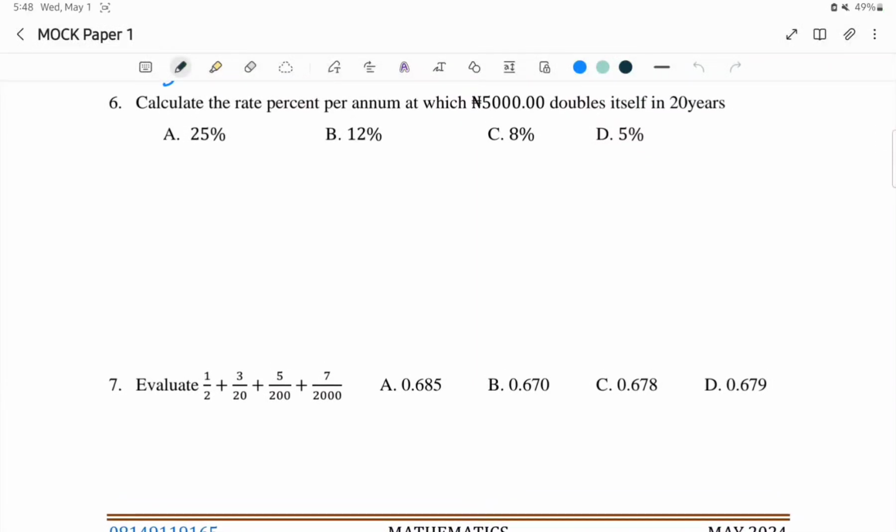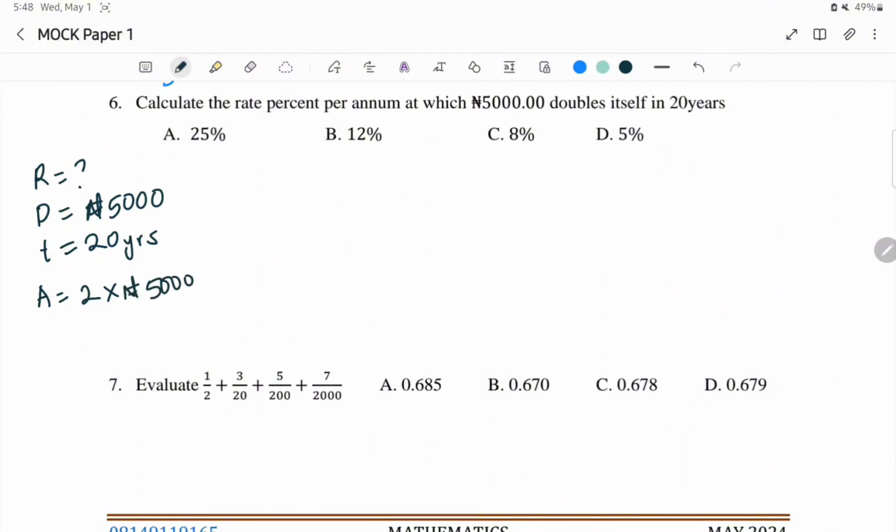Welcome back. Calculate the rate percent per annum at which 5,000 naira doubles itself in 20 years. We are asked to find the rate. We know the principal to be 5,000 naira. The time is 20 years. We are not given the interest, but we are told that the principal doubles itself. That means the amount after 20 years is 2 times 5,000 naira, which is 10,000 naira.